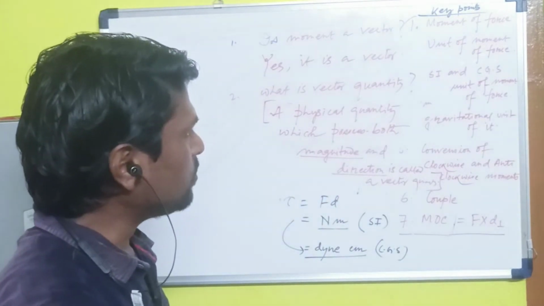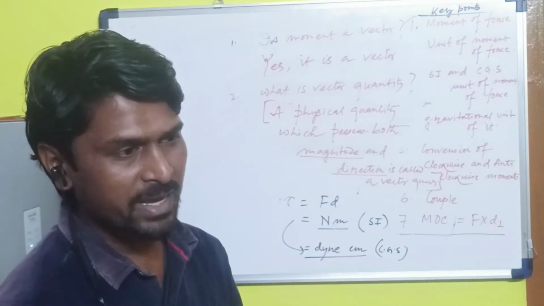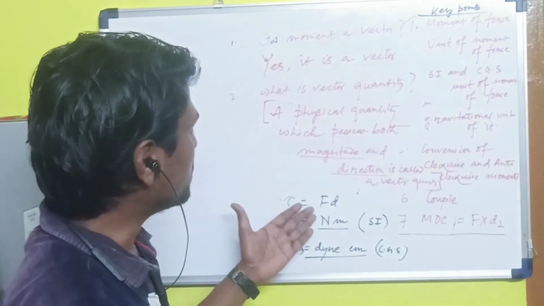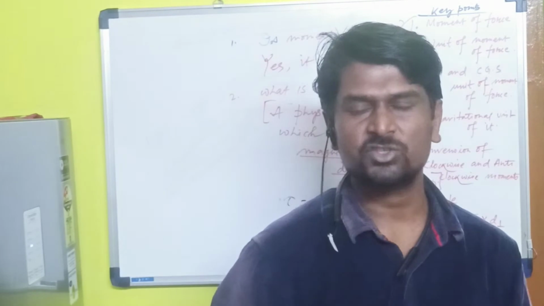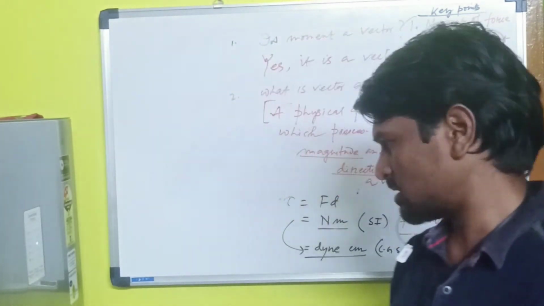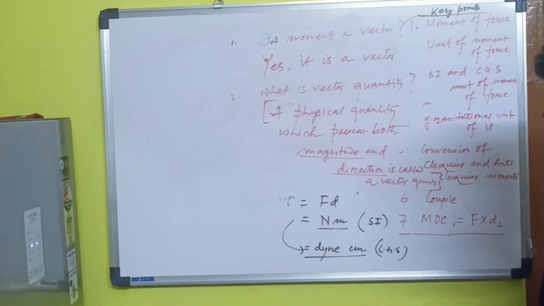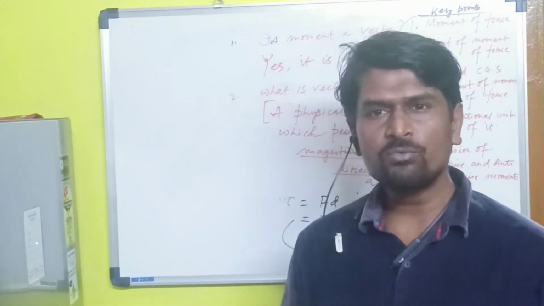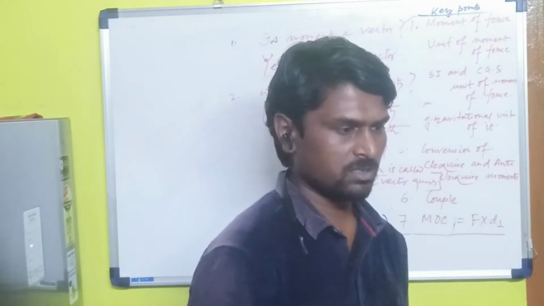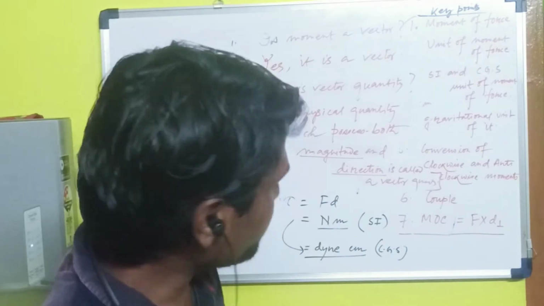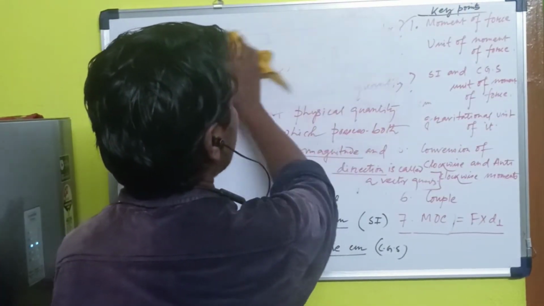So how can we calculate the magnitude? We can calculate magnitude by the formula tau equal to Fd. Every physical quantity has a specific absolute unit, so its unit is Newton meter and dyne centimeter. And the next one is, if moment of force is a vector quantity, then what is its direction? For this there is a specific rule.